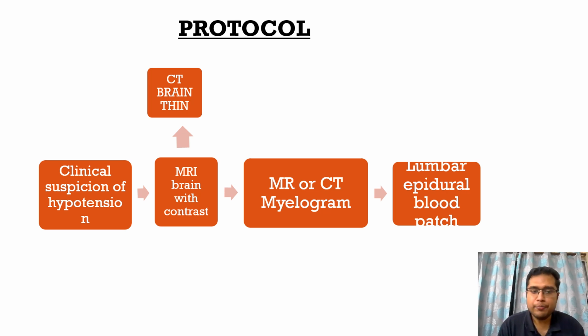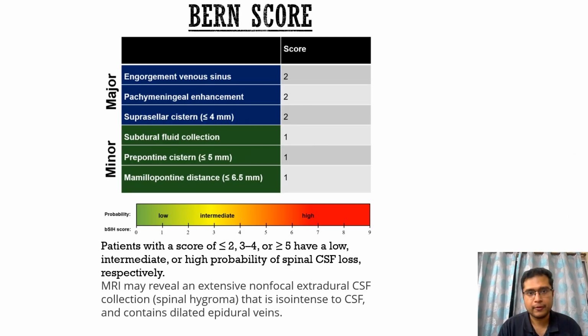So here in the protocol, we should have a high clinical suspicion first. After that, MRI brain with contrast has to be done. CT brain thin slice we can take with bone window, followed by MR or CT myelogram to detect the particular leak or spinal leak from the cord, and a lumbar epidural blood patch to actually correct the condition.